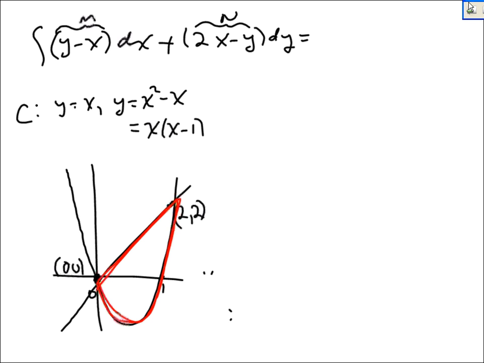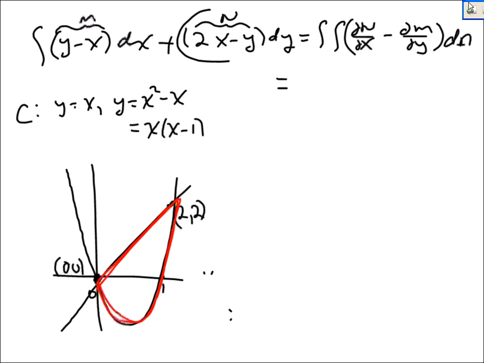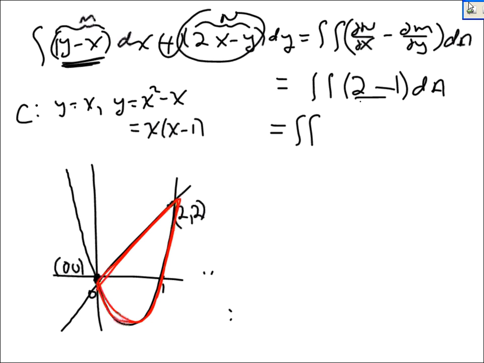I know that this is equal to dN/dx minus dM/dy dA. But what is the partial of this, including the plus sign, with respect to x? Answer is 2. With respect to y, the answer is 1 dA. Well, the integrand is just 1. It's 1 dA.